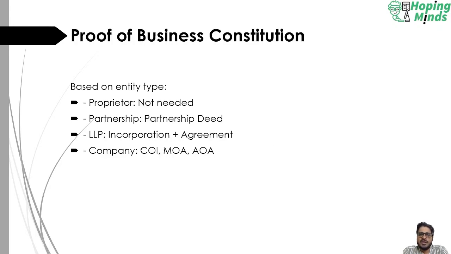Then comes the proof of business constitution, that is under what constitution a business is carrying on its activities. So proprietor, no need of any business constitution document. Partnership, in case of partnership deed is mandatory. In case of LLP, incorporation certificate along with agreement is mandatory. In case of company, certificate of incorporation, memorandum of association and article of association are mandatory documents.